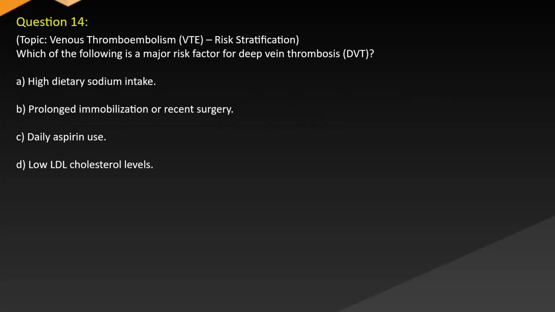Question 14. Topic: Venous thromboembolism (VTE). Risk stratification. Which of the following is a major risk factor for deep vein thrombosis (DVT)? A. High dietary sodium intake. B. Prolonged immobilization or recent surgery. C. Daily aspirin use. D. Low LDL cholesterol levels.